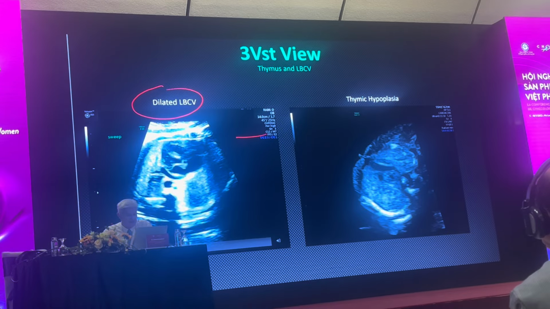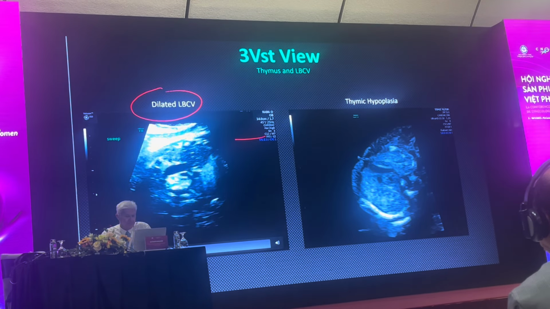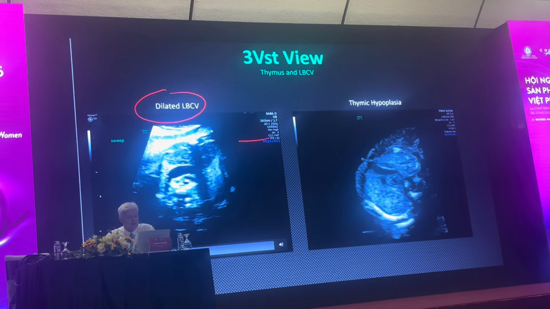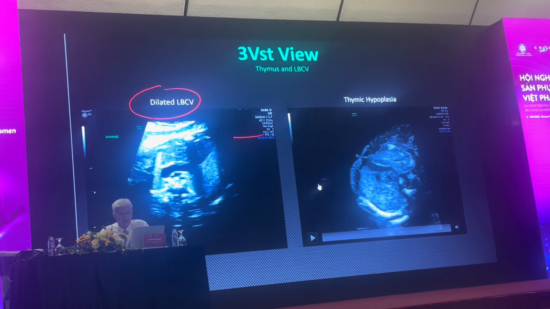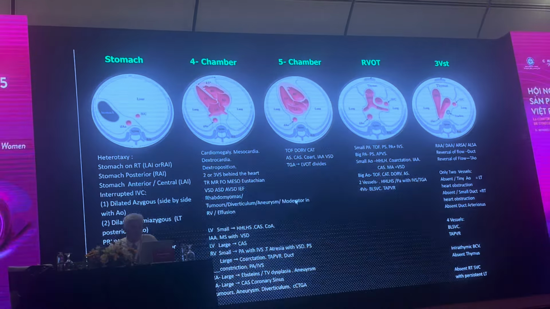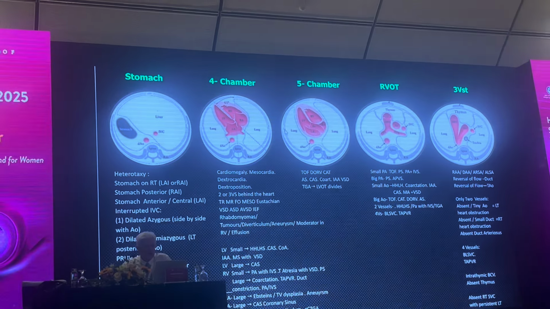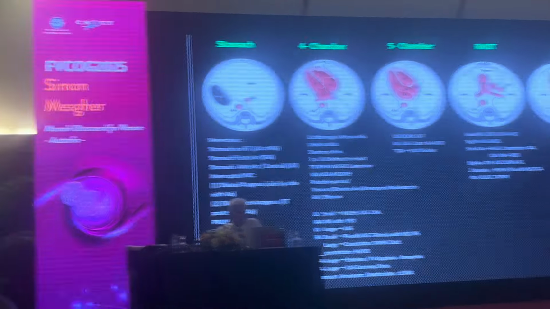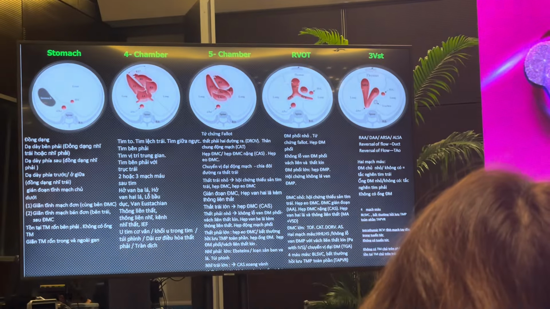Or you may see this also in severe growth restriction, where you've got increased venous return with a dilated brachiocephalic vein. So in summary, if you look at these sections, which I've gone through with you today, in each section you can pick up these abnormalities in routine screening of the heart.